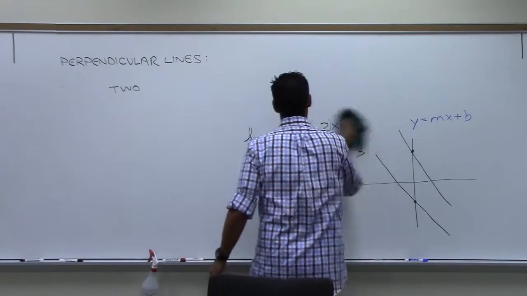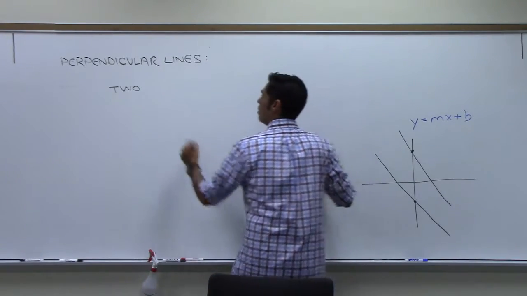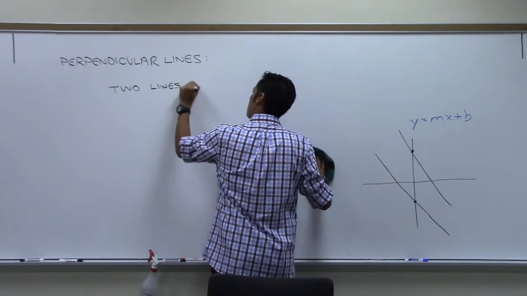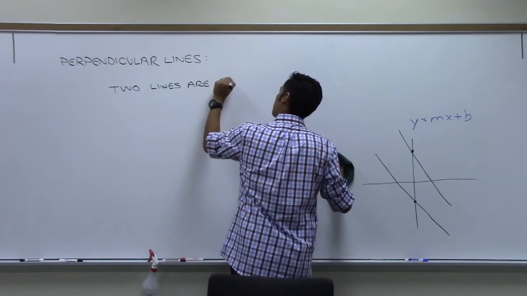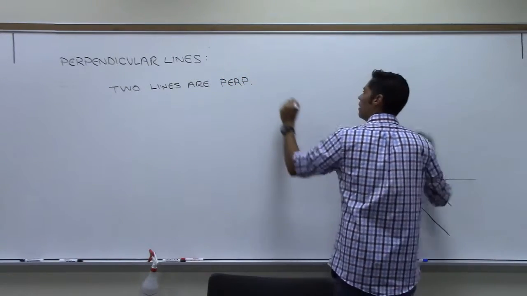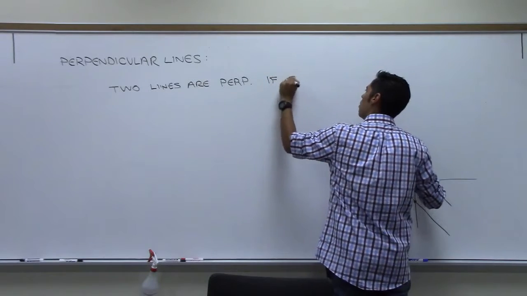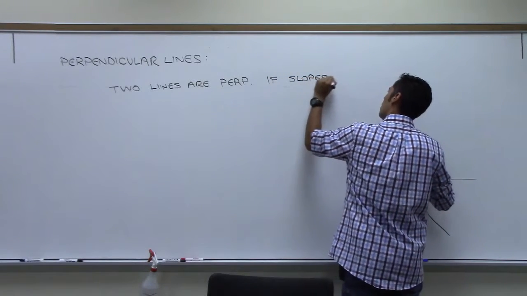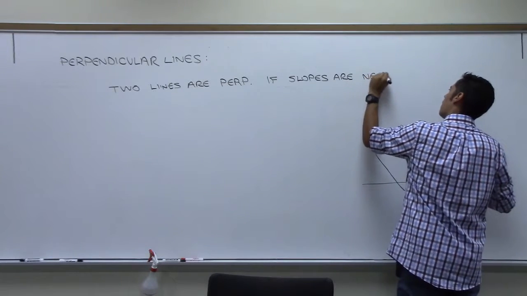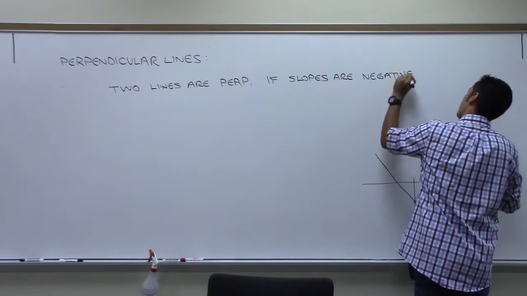So let me show you that. Two lines are perpendicular, I'm just going to put perp, if slopes are negative reciprocals.